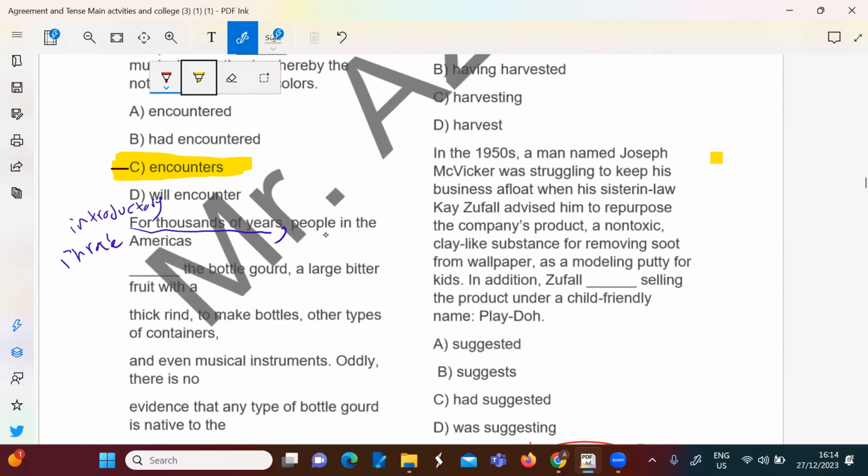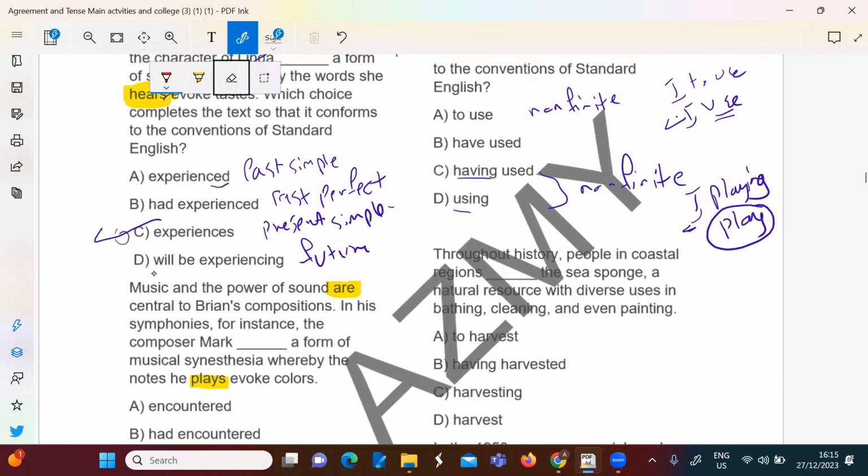So here, where is the subject? People or Americas? People, because in the Americas is what? A prepositional phrase. So the subject is these people. Is there a verb here for people? No. Since there is no verb, I should choose a finite verb, which is B. Have used. This is the only finite verb.